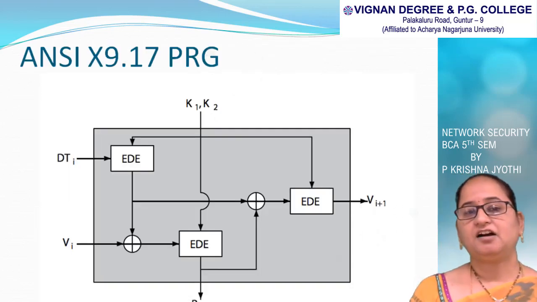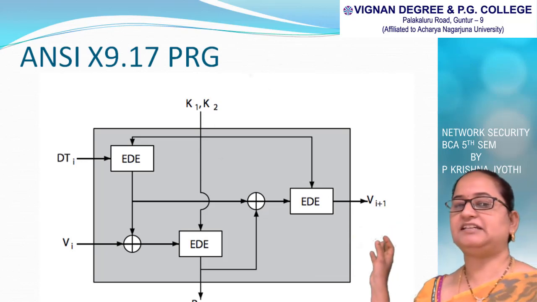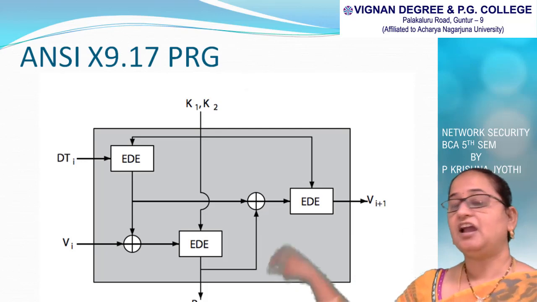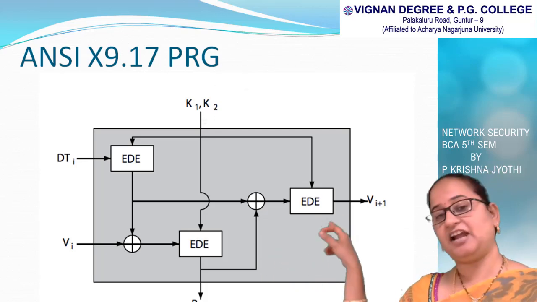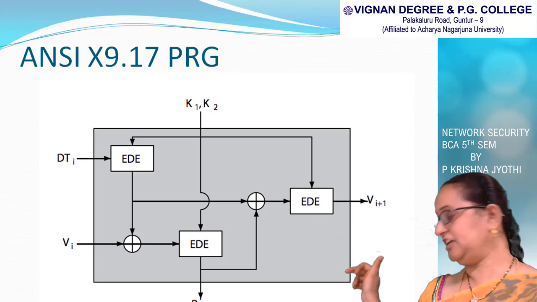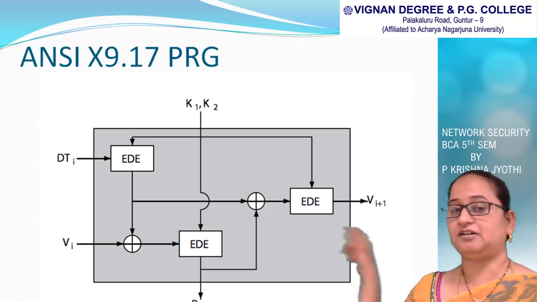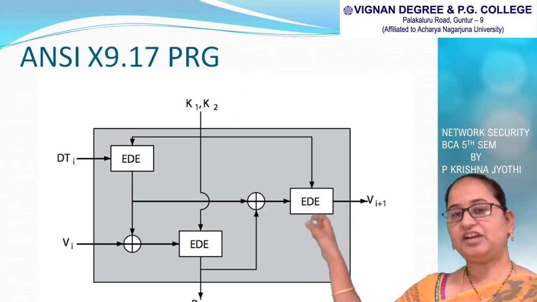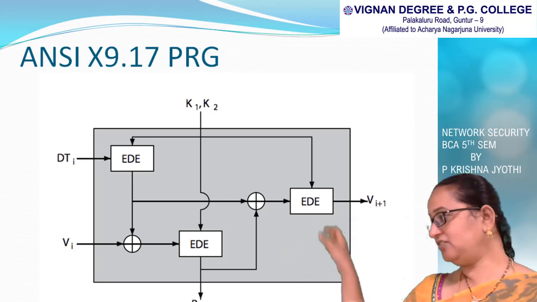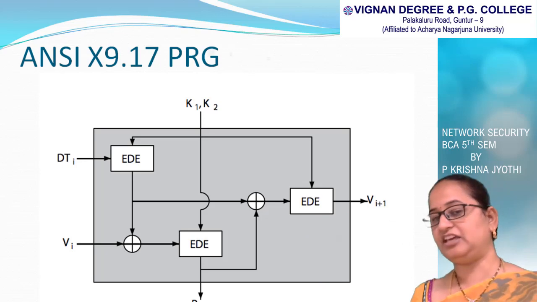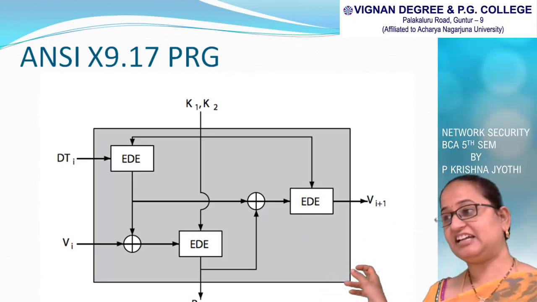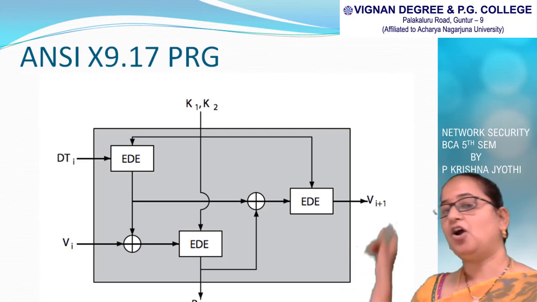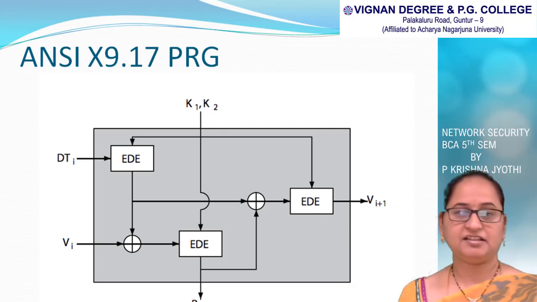Here how we generate it is represented in this diagram. We give the values of DT, VI, and EDE, meaning encryption, decryption and encryption. We have mentioned this encryption, decryption, encryption three times. The first DT value is given to EDE. After that, that value is exclusive-ORed with VI, and then EDE updates, and then we get this random number. All this process is involved in this diagram.